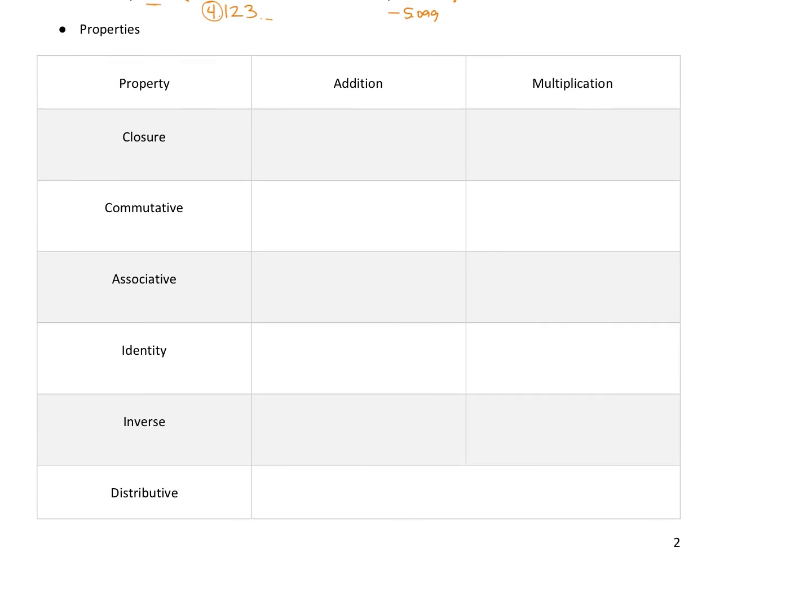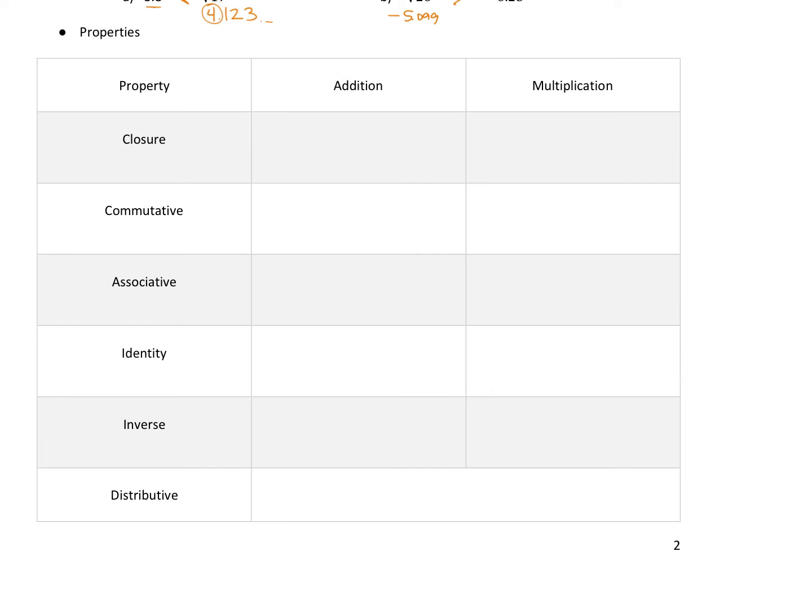Here's what I want you to do. I want you to look at these properties for a minute and just think, do I know any of these? Because you learned them all in Algebra 1, I promise you. Now, not closure maybe. Closure is not a real popular one, but you've seen commutative, associative, identity, inverse, and for sure the distributive property, right?